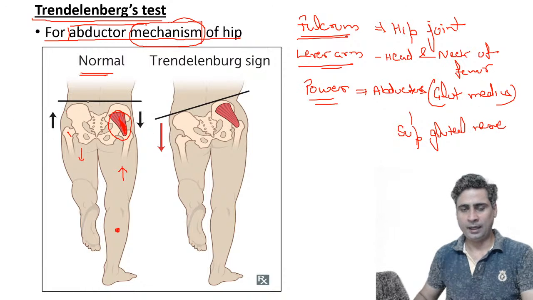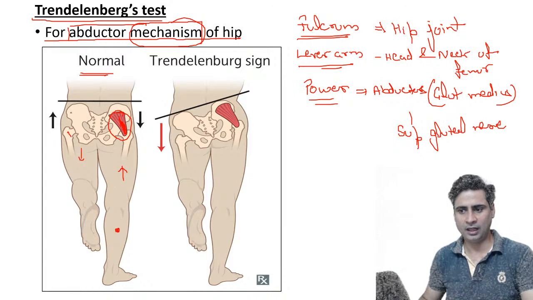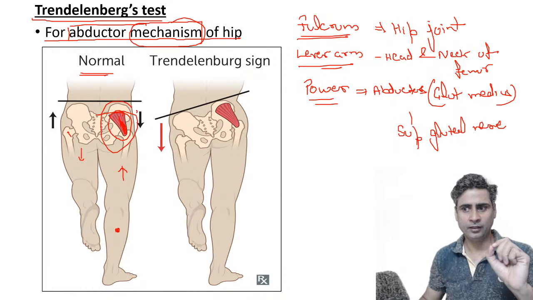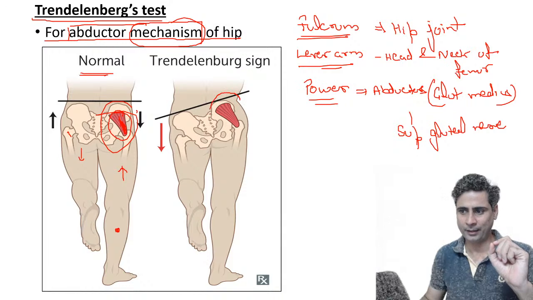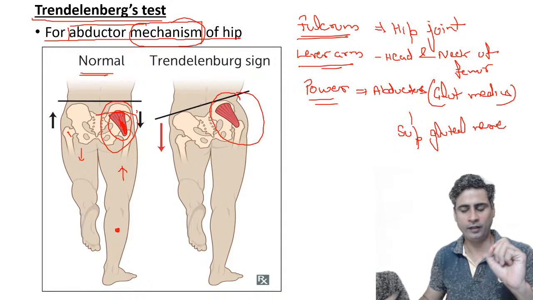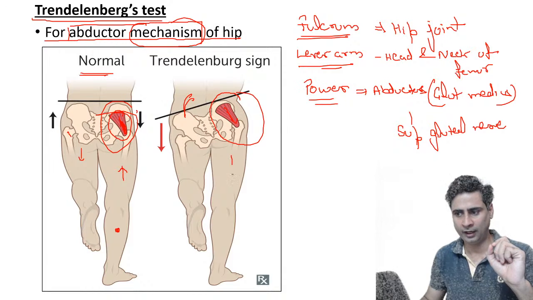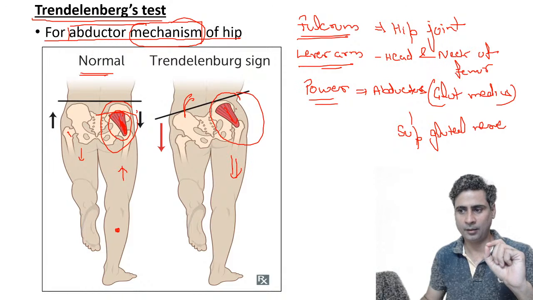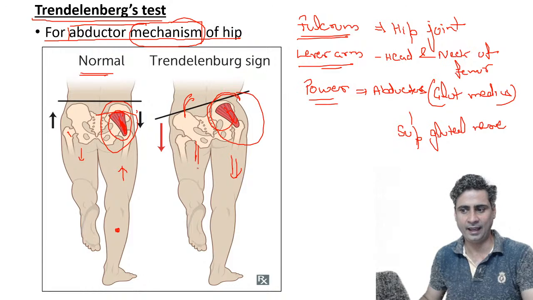Now in the normal abductor mechanism, which we have just discussed, on standing on one limb, the opposite side pelvis is prevented from going down by these abductors. If there is some problem in this abductor mechanism, what will happen? This abductor will not pull this pelvis up. So on standing on one limb, if there is some problem in the abductor mechanism, the opposite side pelvis will sag down.